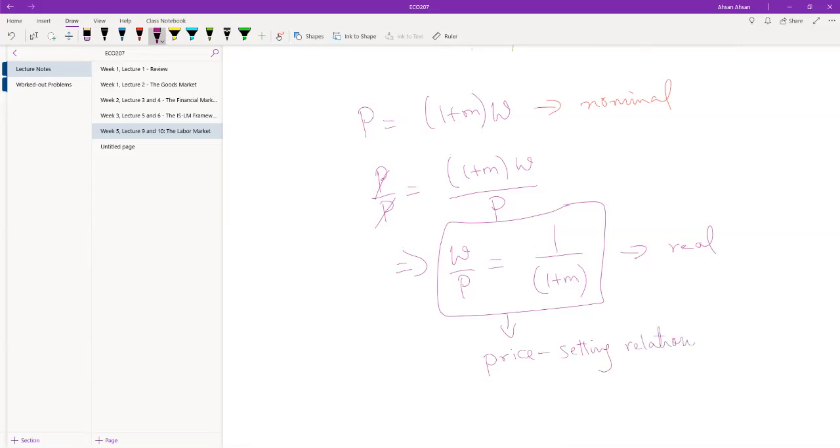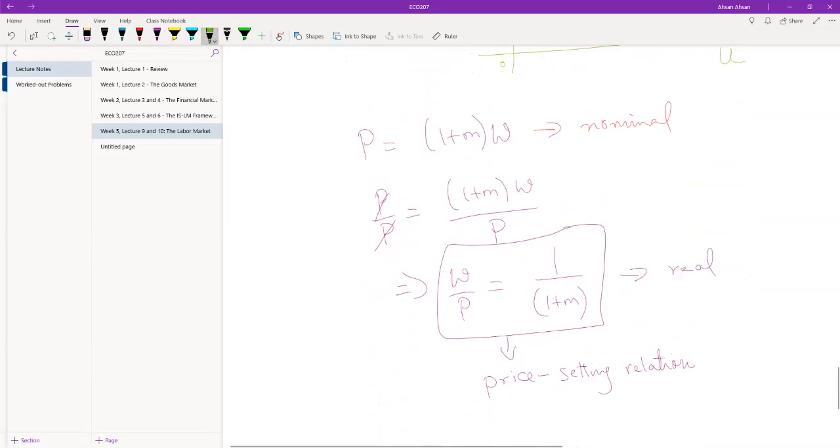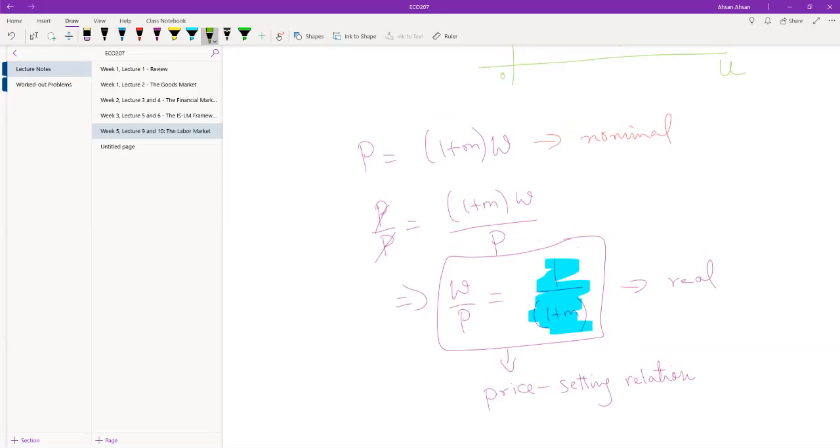And if we draw this on the same curve here, now notice one thing. W by P is equal to 1 by 1 plus M. M is an exogenous variable. It's determined from outside our model. So what we have on the right side of the equation is basically a fixed number, a parameter.